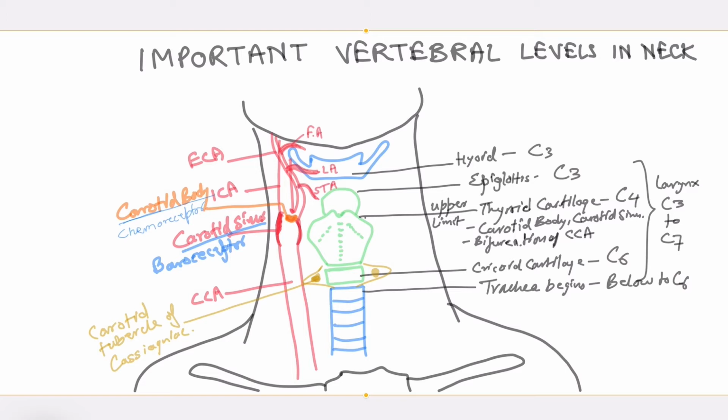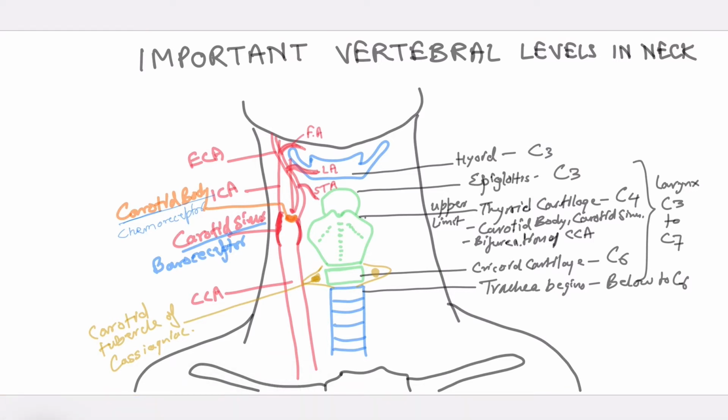It has a significance, like in case of supraventricular tachycardia, giving a massage over this common carotid artery at the level of the C6 vertebra, over this carotid tubercle of Chassignac, can help in relieving the symptoms of supraventricular tachycardia. Another thing is that this tubercle separates the common carotid artery from the deeper lying vertebral artery.